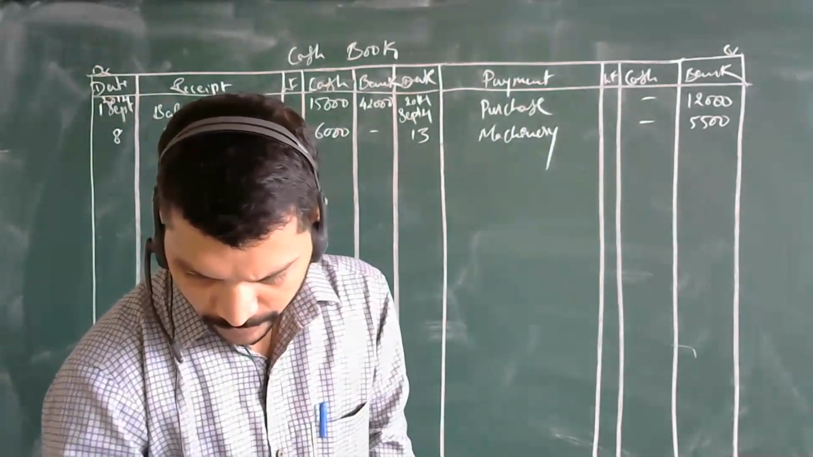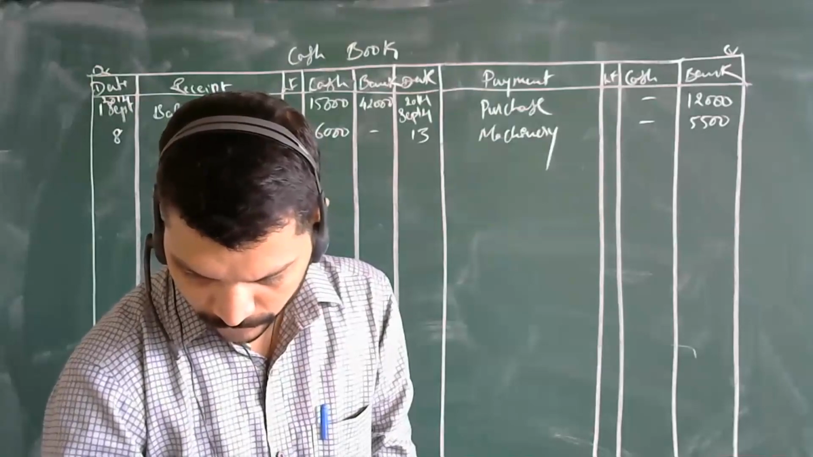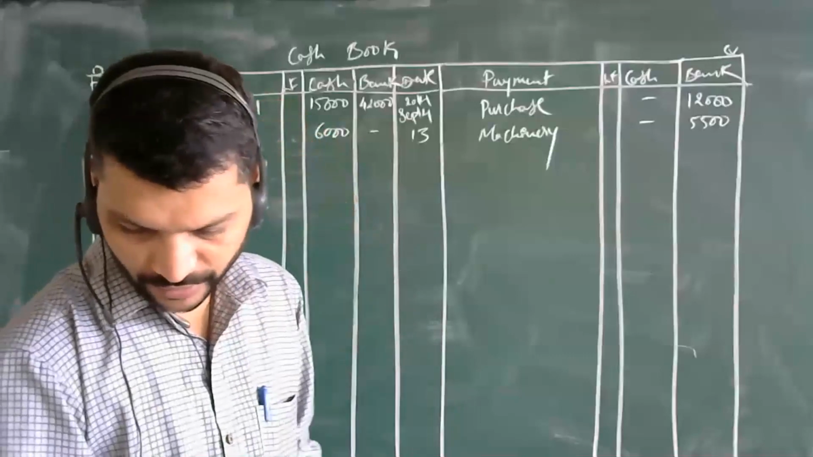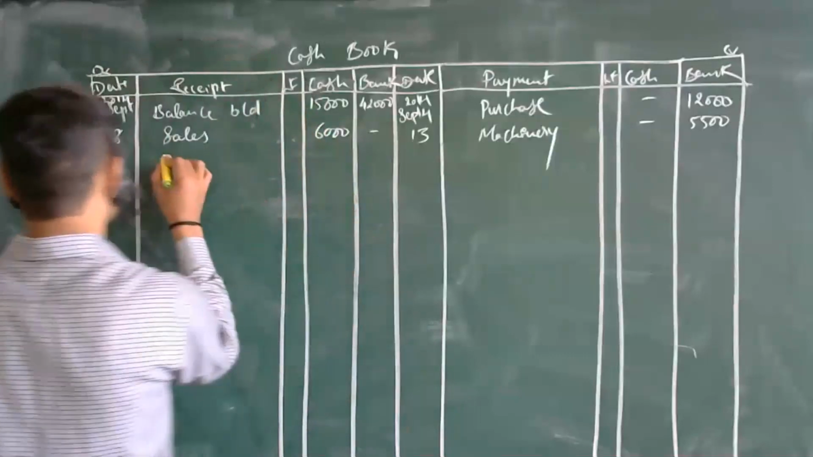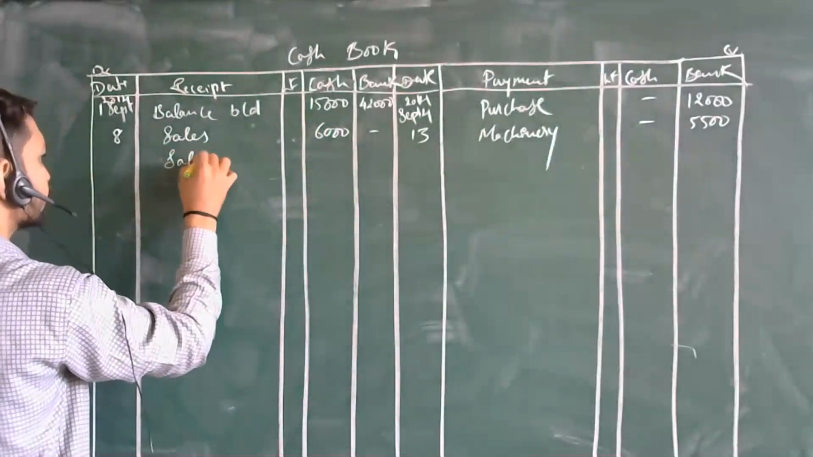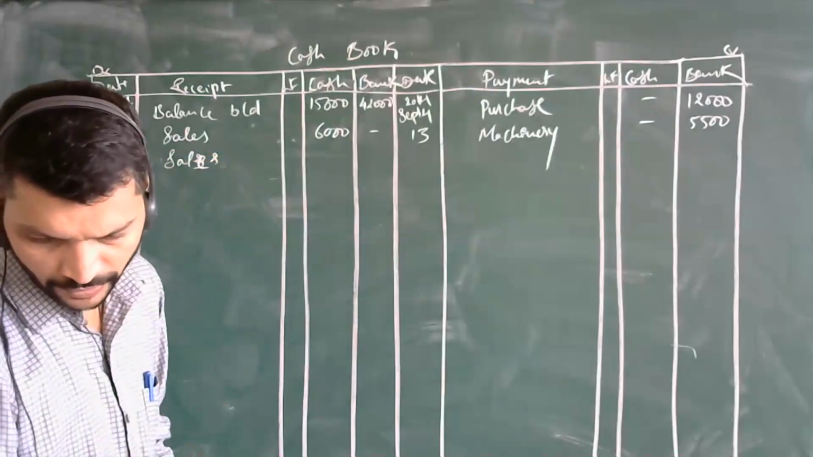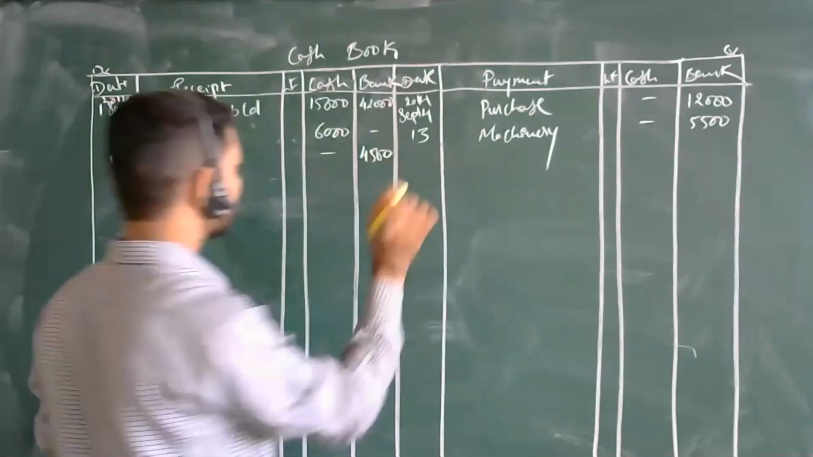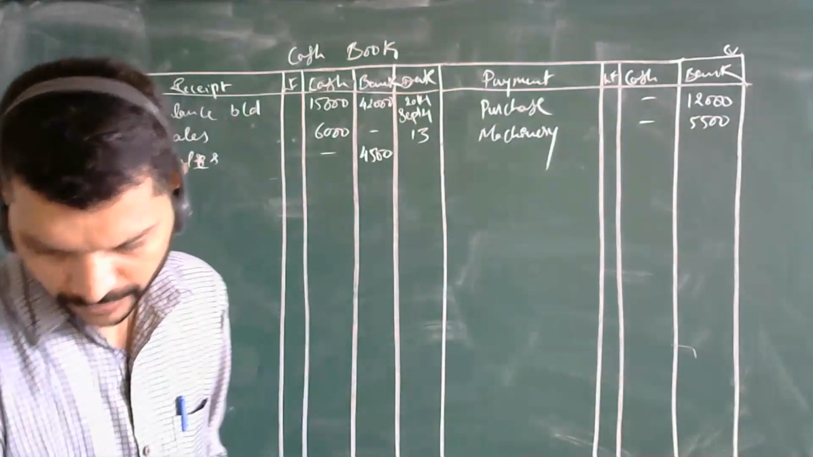Then what is the next entry? Purchased machinery got over. Goods sold 4,500. See, goods sold and received check. Check means obviously in the bank account. So sales. What is the date for sales? 16th, and it is 4,500 by bank. Okay, this got over.